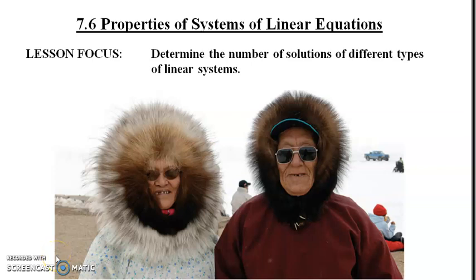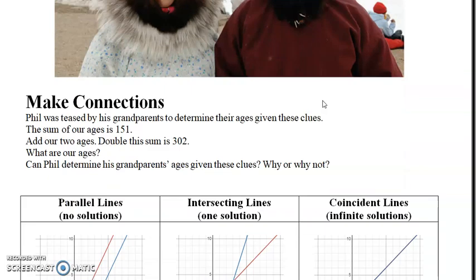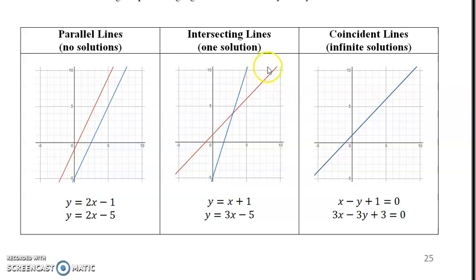Hello everybody, welcome back. Today we're going to be starting the last section for Chapter 7, Properties of Systems of Linear Equations. So we're going to look at determining the number of solutions from a linear set. Okay? So there's three scenarios.